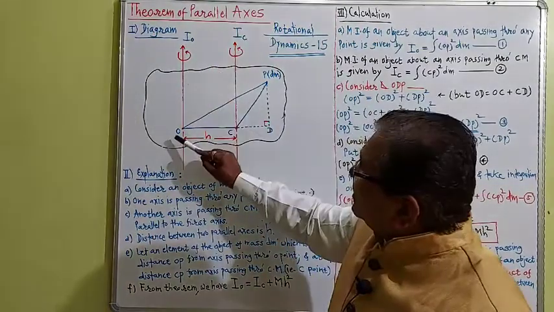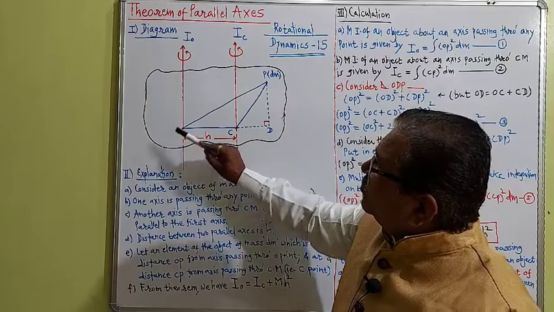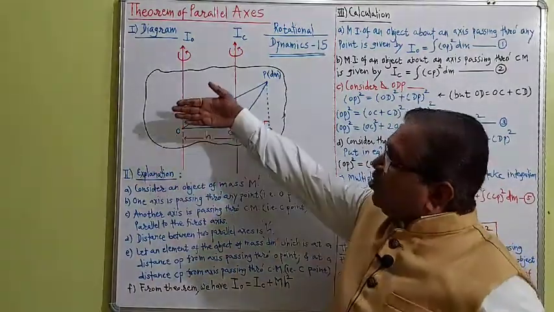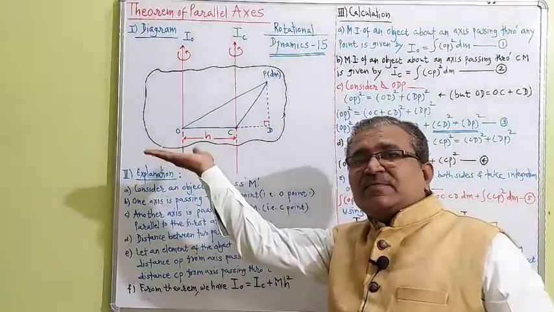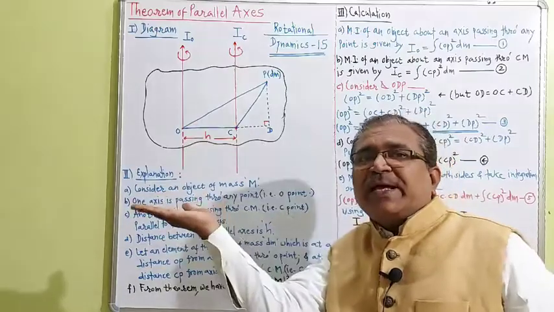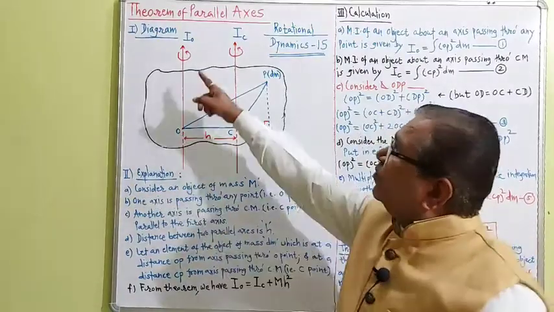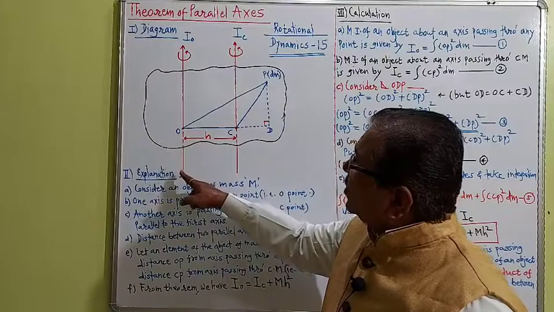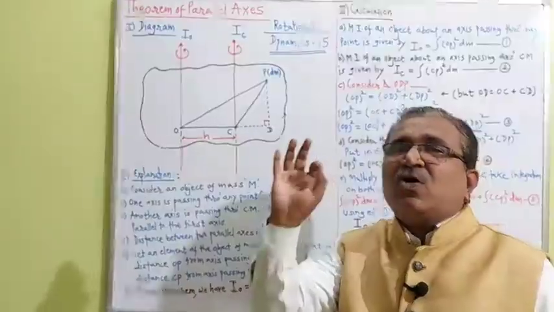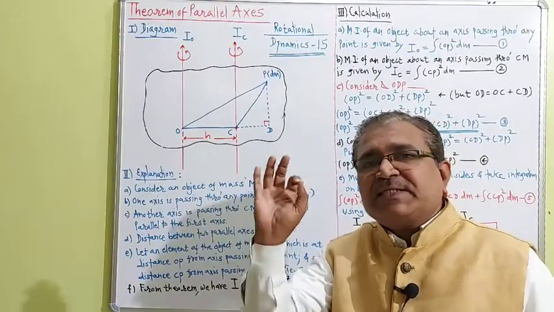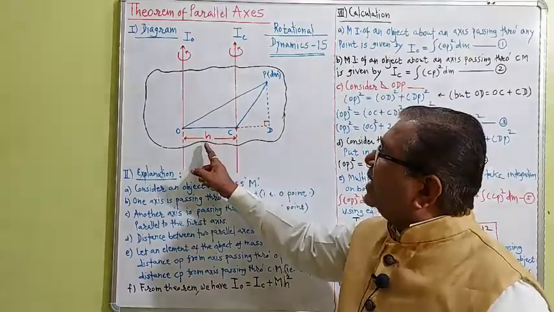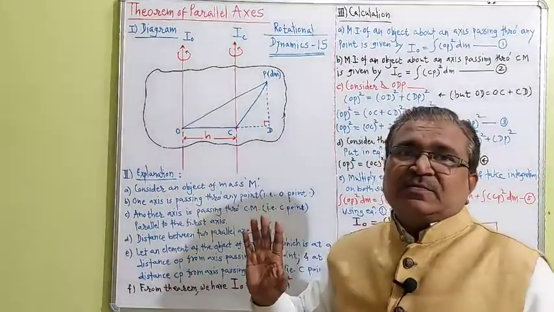One parallel axis is passing through any point, we call it point O. Imagine this body is like this, not like this. This body is like this, and the axes are parallel, perpendicular to the plane of the figure. One parallel axis is passing through point O, another parallel axis is passing through the center of mass, denoted by C. The distance between the two parallel axes is h.